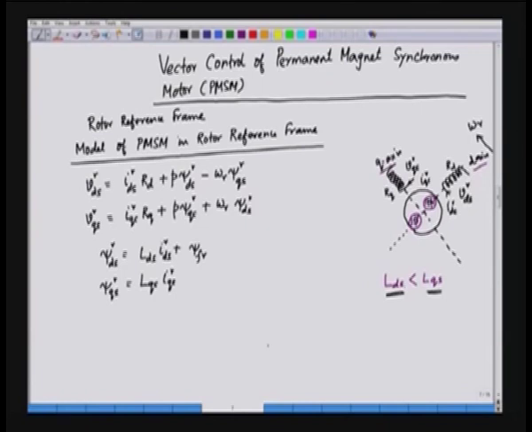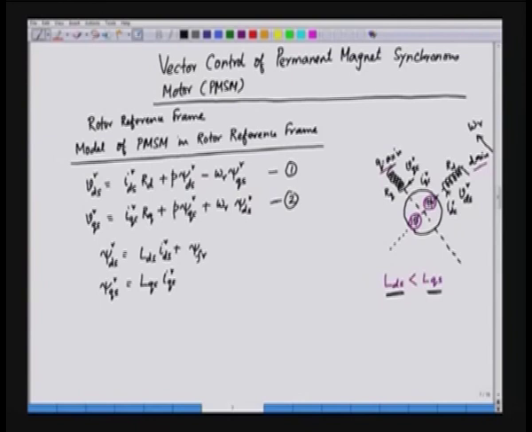Now, we can replace the flux linkage in this equation. We can call equation number 1 and equation number 2. Now, these two equations have the flux linkages, that is psi ds, psi qs. So, we will be replacing the flux linkage by their expression and rewrite the final equations.